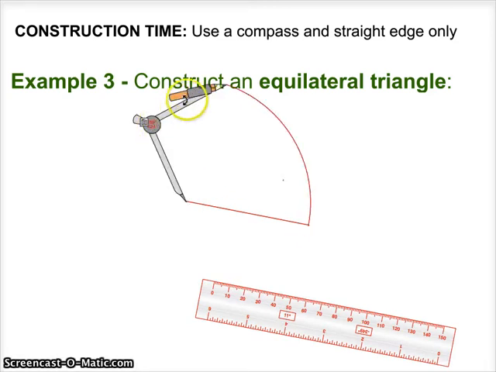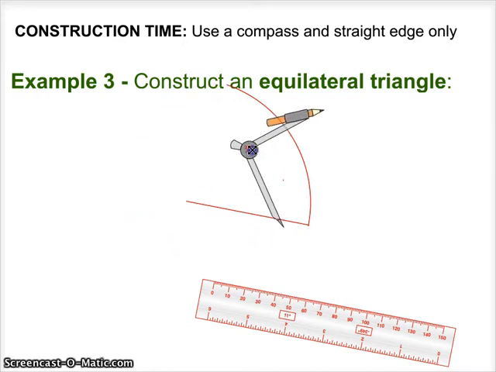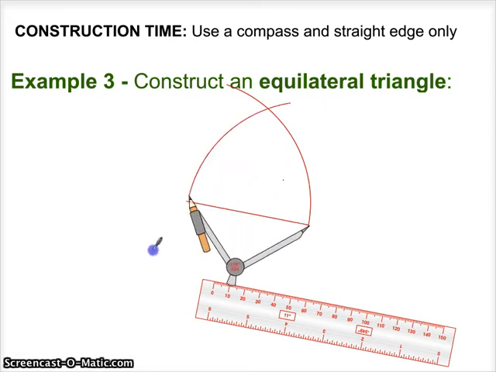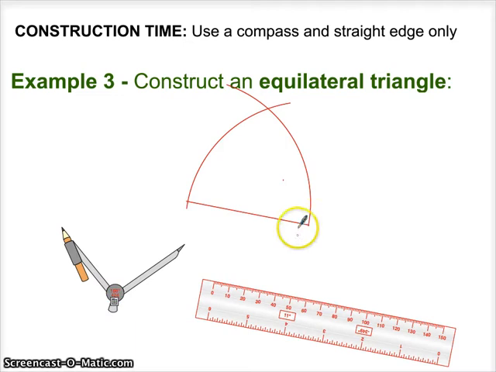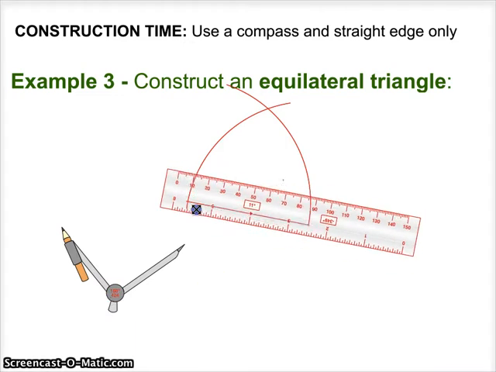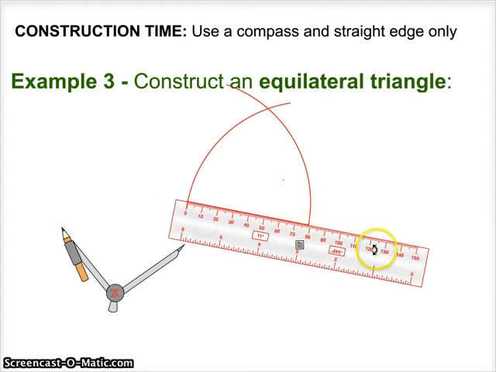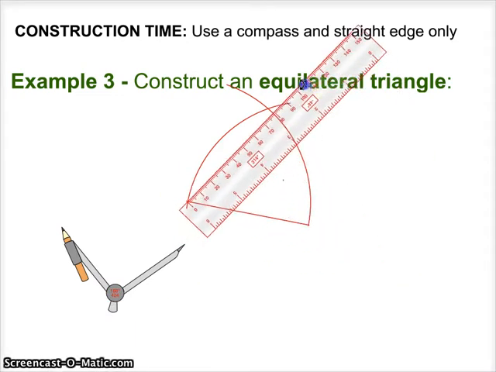Okay, so I made the radius, notice what I did there, exactly as big as the segment I started with. And then I stab at both ends, so that the radius is always the same. So I know the length of this radius that I just used is exactly the same as the original segment I had.